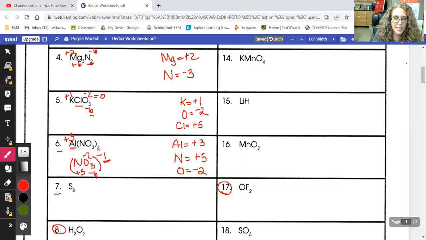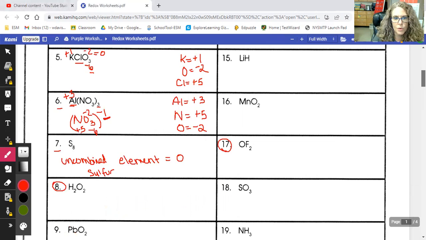And one of the rules that I forgot to mention above when I was writing my rules for oxidation states is an element that is uncombined. So uncombined. This is the element sulfur. Even though there's 8 sulfurs stuck together, it is still the element sulfur, because you have to have 2 or more different elements in order to make a compound. So this is just an element, and all elements have an oxidation state equal to 0. So that is the oxidation state of the sulfur.